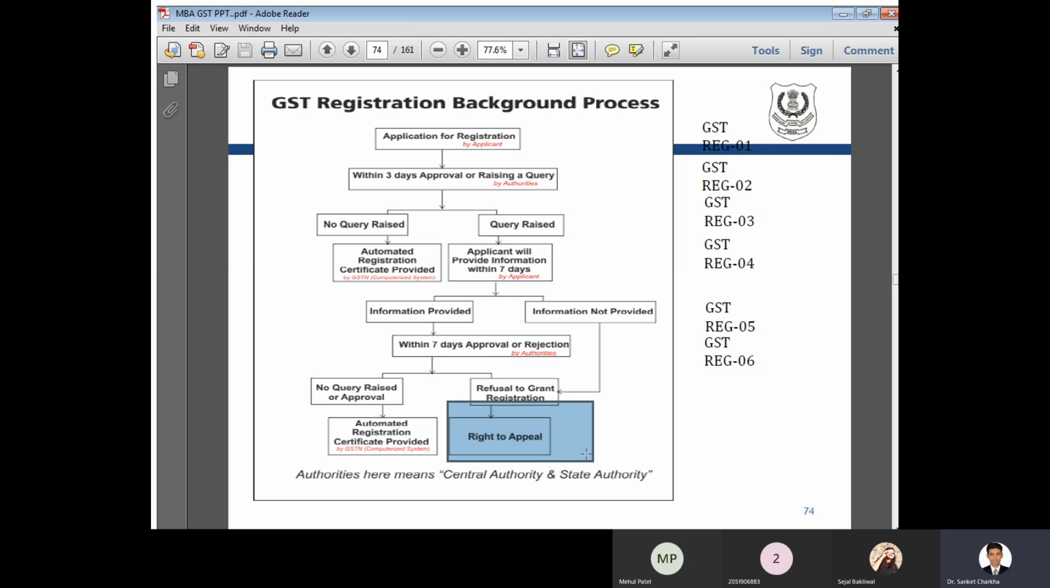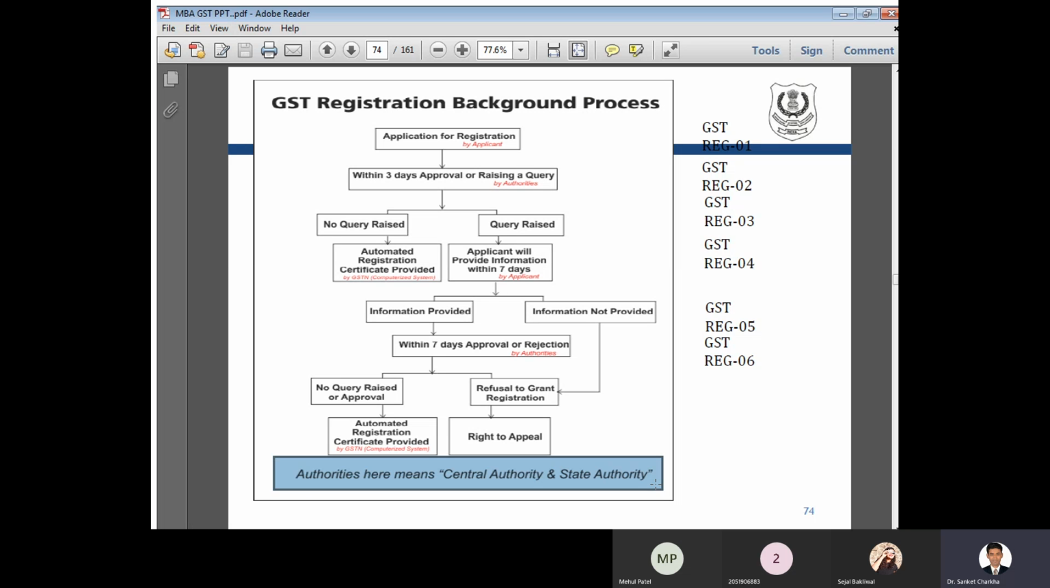you go to the appellate authority, and accordingly the appeal has to be filed with the respective authorities. If the district level is not satisfying, then you can approach the state level, and if you are not satisfied with the state level, then you can approach the GST council or the respective high courts or supreme court for getting the registration. Authorities here means the central authority and the state authority.